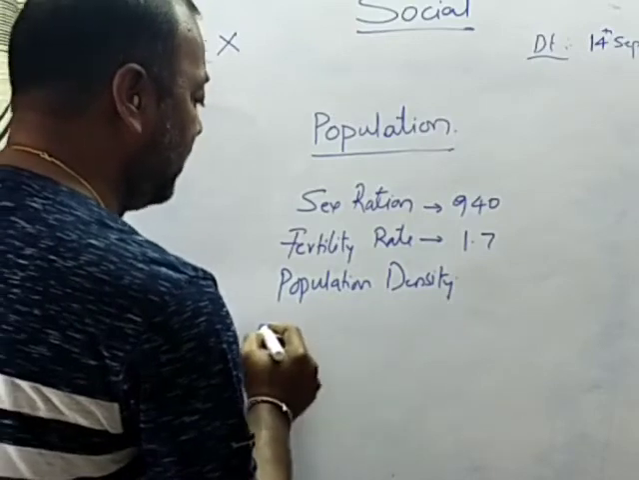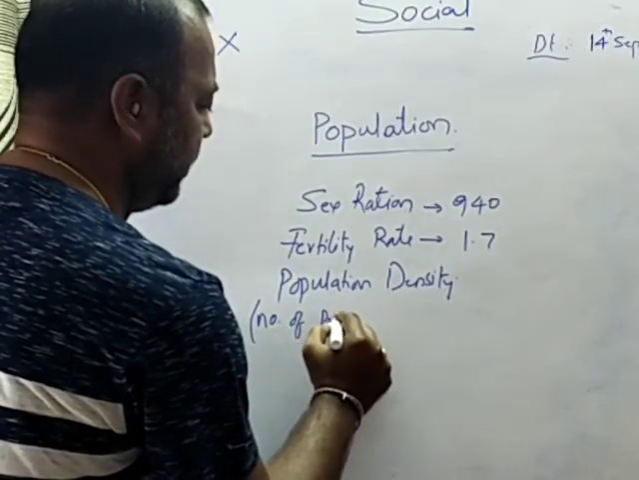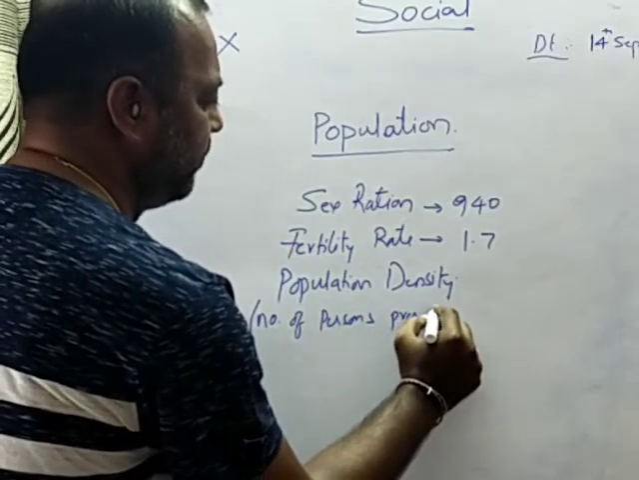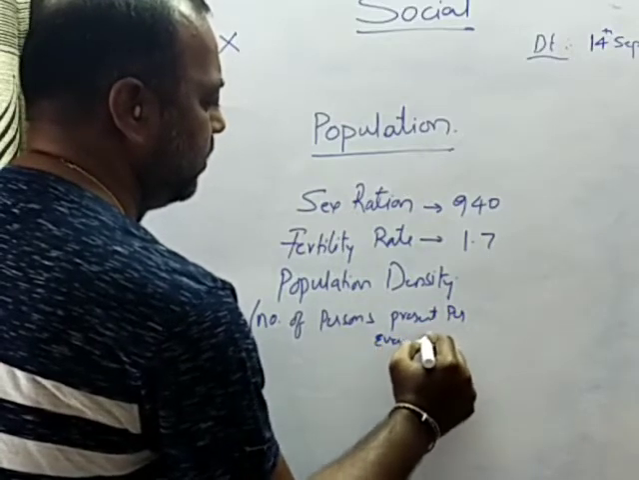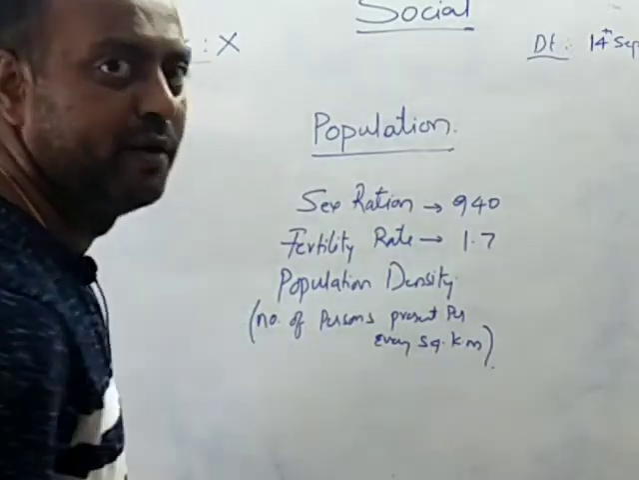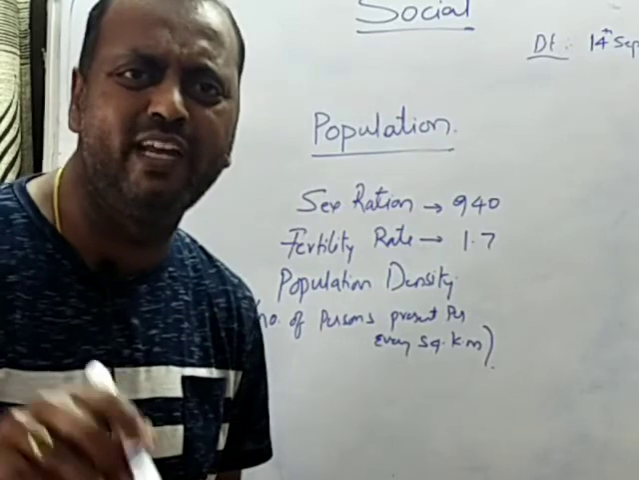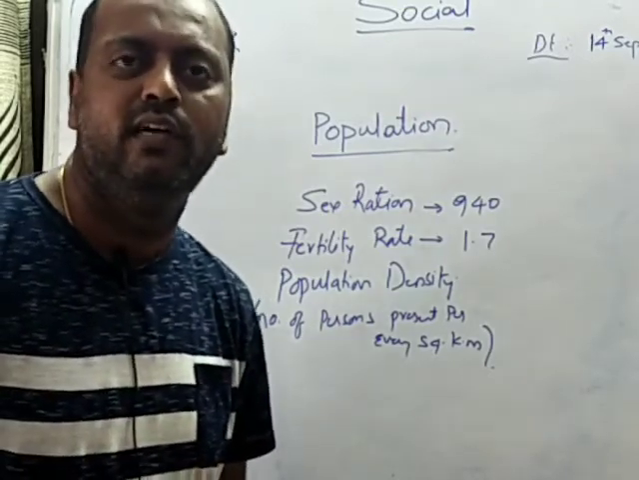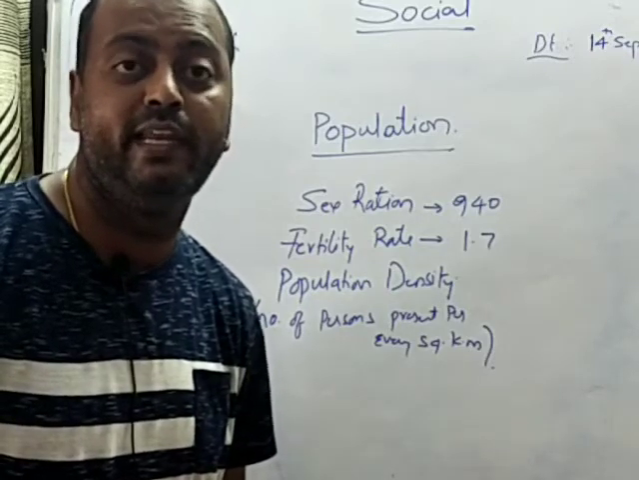What is population density? It means the number of persons present per every square kilometer. Per every square kilometer is called population density. Then how do we calculate, sir? Do we go to every square kilometer and count? No. You take the entire population and divide it by the area.